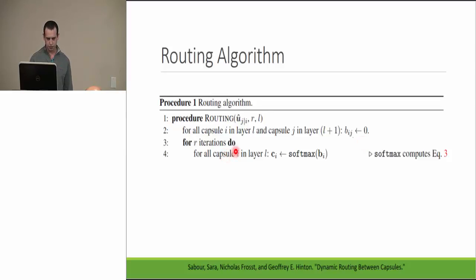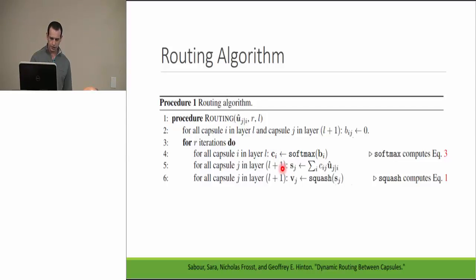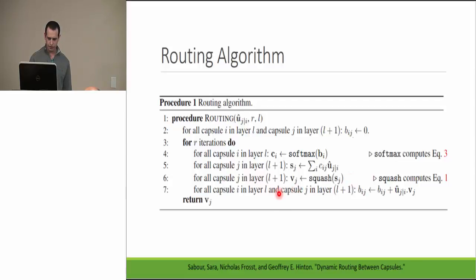Then for each iteration, first we're going to do the softmax of these probabilities. So we get c_ij, which is basically the percentage of information a lower level capsule is going to send to a higher level capsule. Then we do the weighted sum and then the squashing function, which I explained earlier, right? And this last line here is basically a weight update. So we're going to update the probability of sending the lower level capsule information to a higher level capsule.